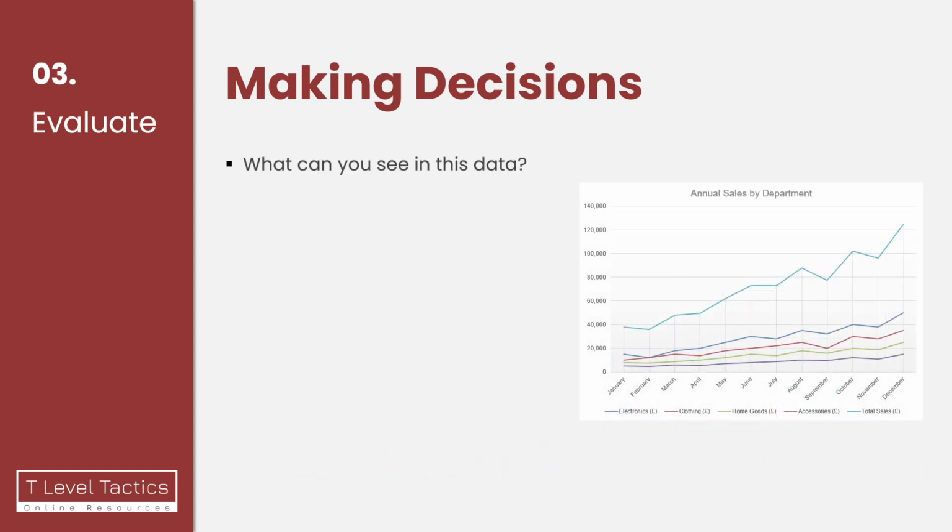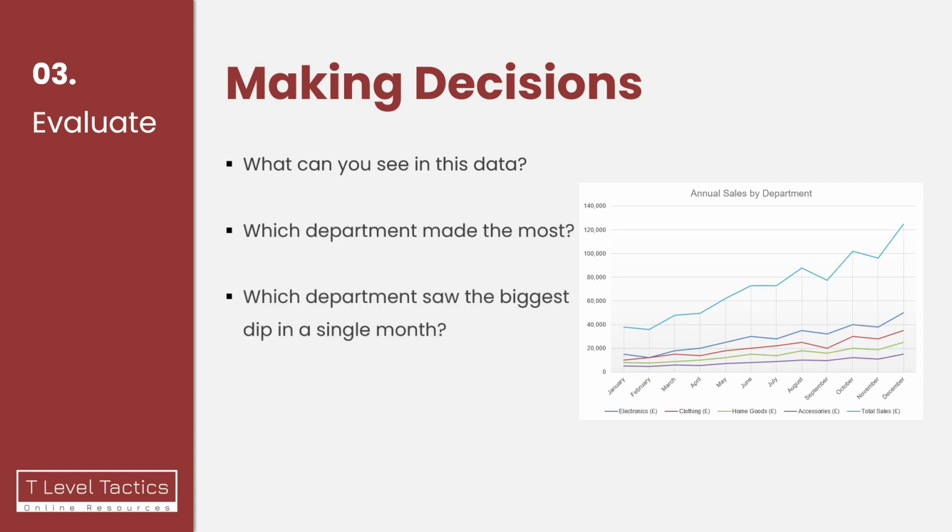What can you see in this data? Which department made the most? Which department saw the biggest dip in a single month? And which month had the largest increase in sales?